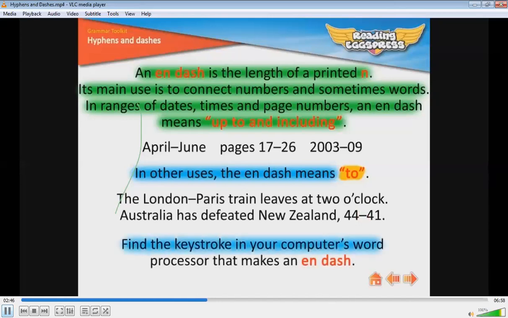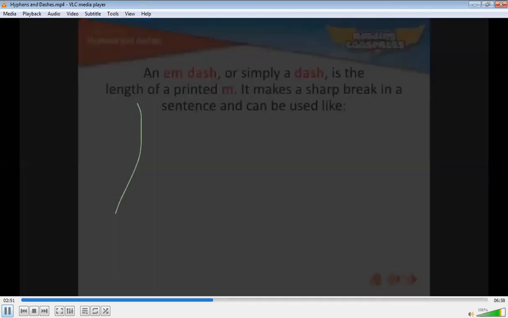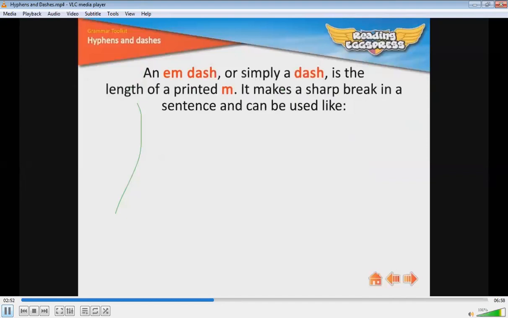Find the keystroke in your computer's word processor that makes an M dash. Now we'll have the longest one. Yes? Wait, just finish that part and then I will hear you, okay? Those who are raising hands, just a minute. The M dash here is the longest. Yes?